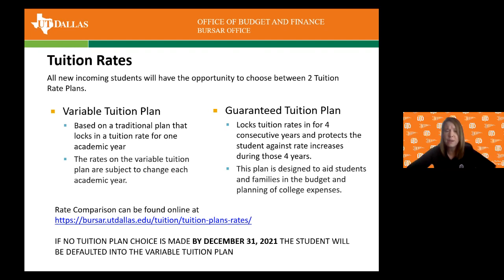Again, you can look at the comparison. You do have a choice to make. So it is going to be your decision. Once you look at the comparison, you'll receive an email telling you that you need to select a tuition plan. And the deadline to select that tuition plan is December 31st for incoming spring 2022 students. You can go on to the next slide.